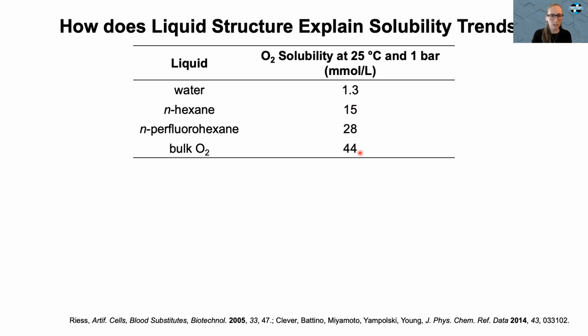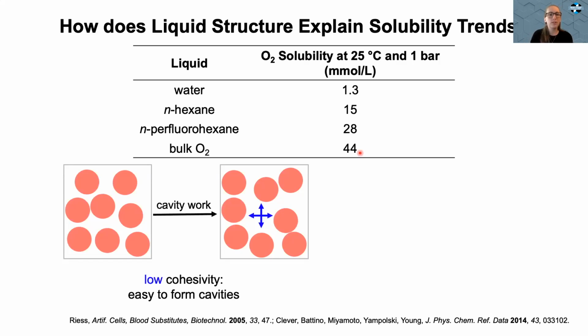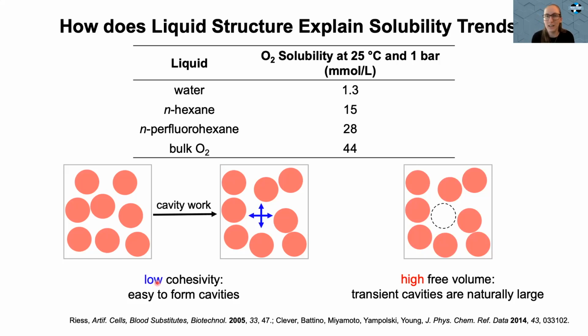There's a lot of discussion about why this trend exists, and it's thought to be potentially due to two parts of liquid structure. The first is cavity work, or how easy it is to form an empty space or void within a liquid that is big enough to absorb a gas molecule. If you have low cohesivity, it's easy to form cavities, and then you should have a higher solubility in that liquid. On the other hand, you could also have a liquid that has naturally high free volume, which means that any cavities that form are naturally very large and don't require very much expansion in order to accommodate gas molecules.